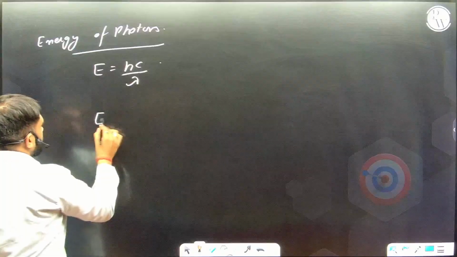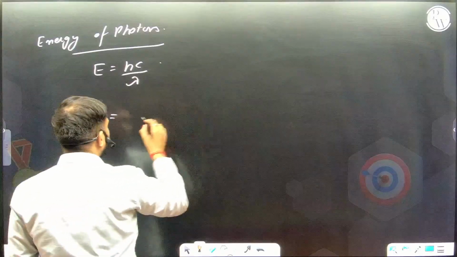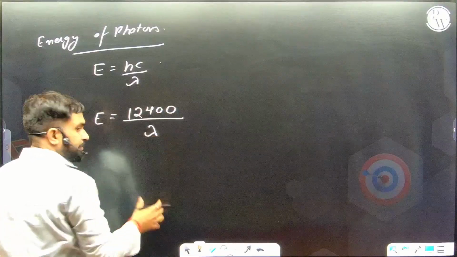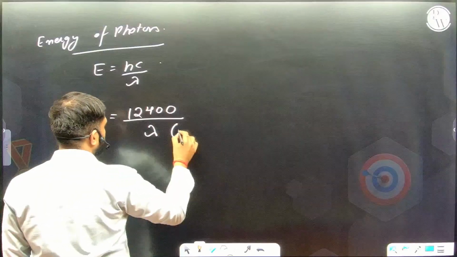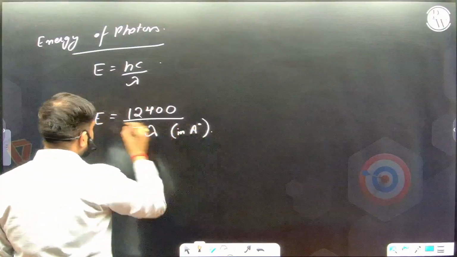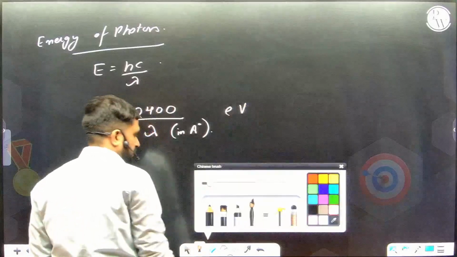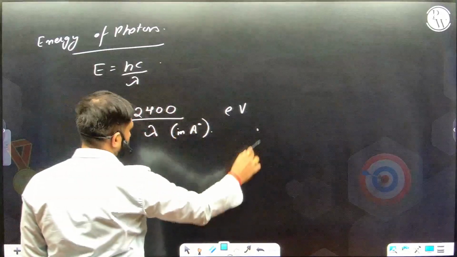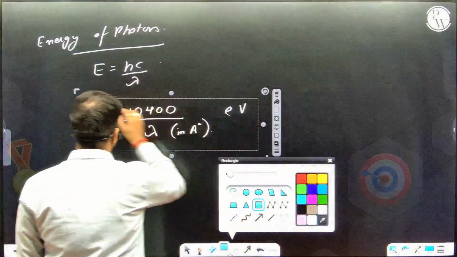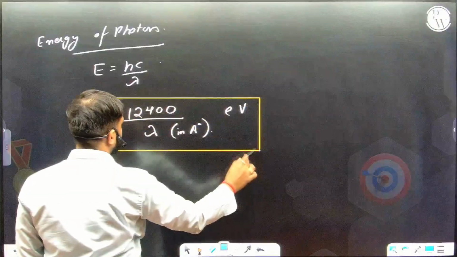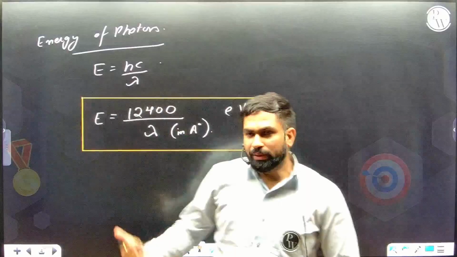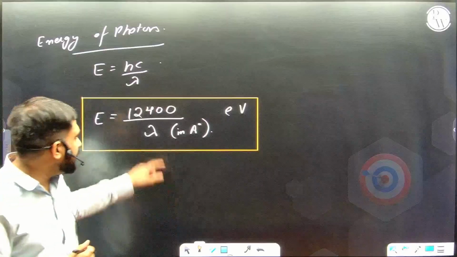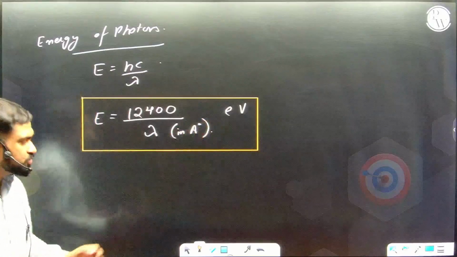But if I want to get the energy in electron volts, then I have another formula, E = 12400/λ. It's an approximate formula where λ should be in angstroms. Then I get the energy in electron volts. Generally we are going to use this. We need to remember this formula, and the most important thing is that whenever λ is given in angstrom, you can directly opt for this formula to get the answer in electron volts.